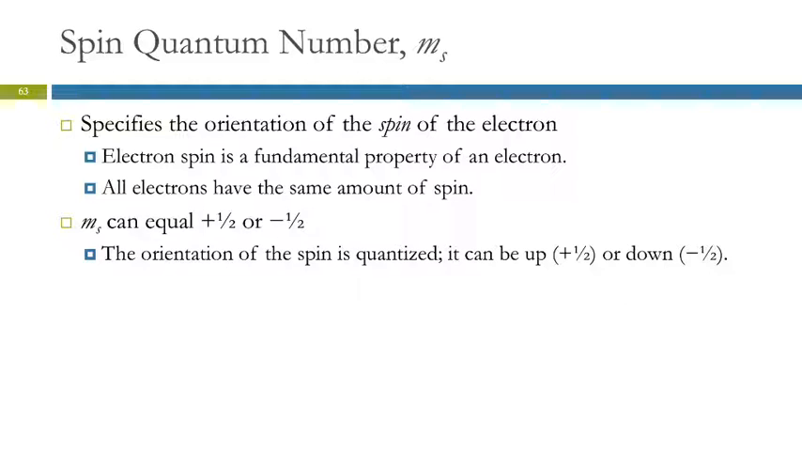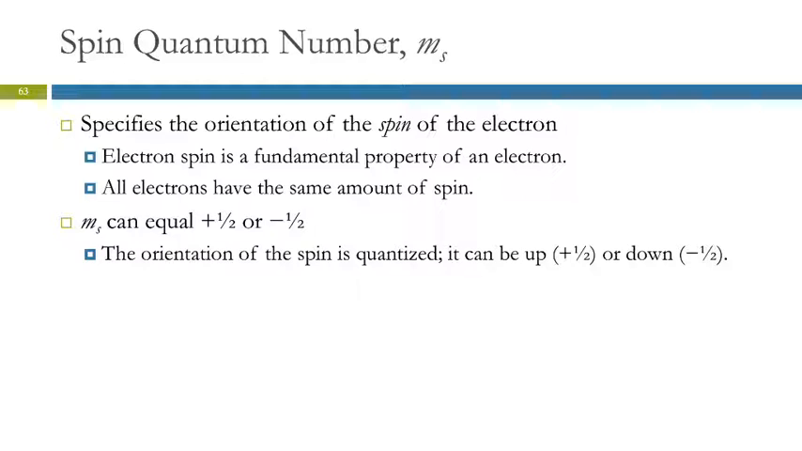So the spin quantum number talks about the spin of the electron. This is a fundamental property of an electron. All electrons have the same amount of spin, but they have an opposite orientation of the spin. So electrons are not spinning like tops, but let's think of them that way because it's easier.